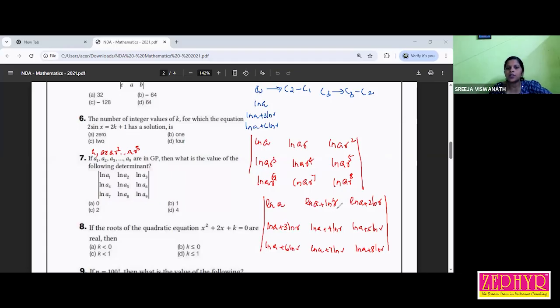C2 changes to C2 minus C1. So log A minus log A are cancelled. We get log R, right? Log R. Here log A and log A are cancelled. 4 log R minus 3 log R, again log R. Here also log R. And on the third column, same thing. While subtract C3 minus C2, log R and log R. That means 2 columns are same. The value of the determinant is 0. If any 2 columns or rows are identical, the value of the determinant will be 0.